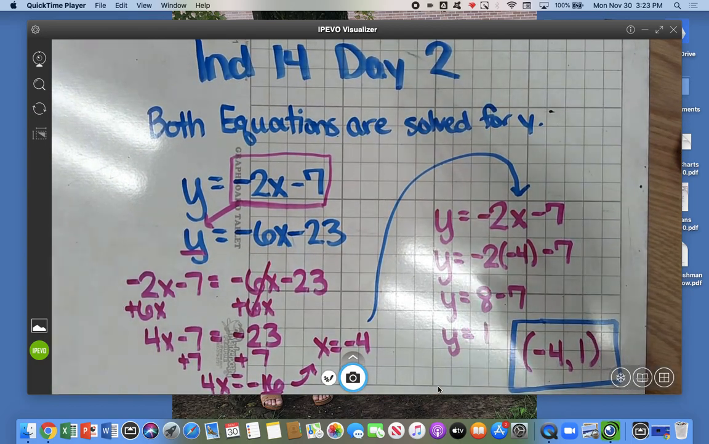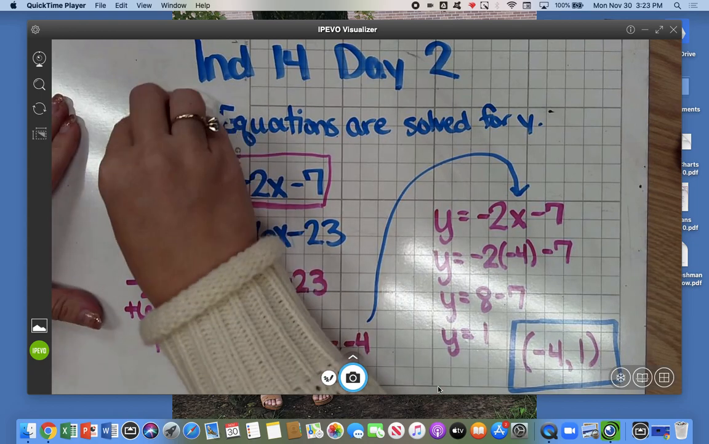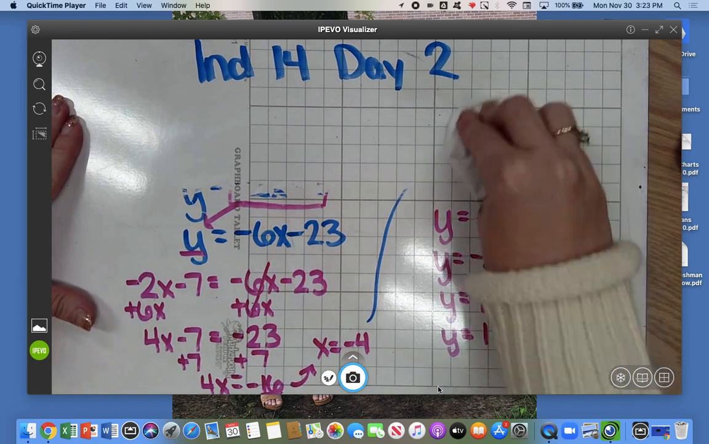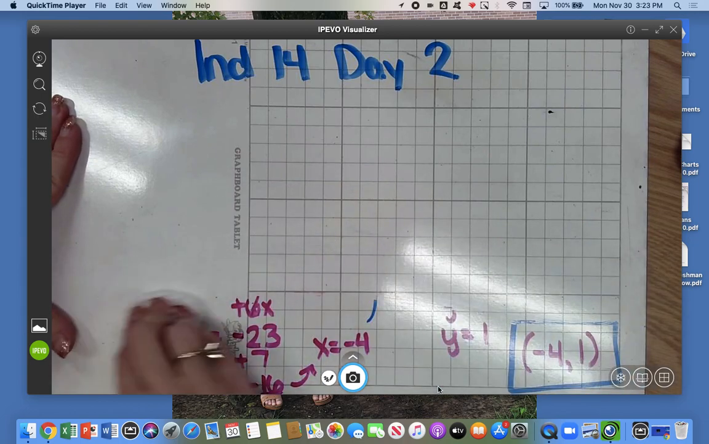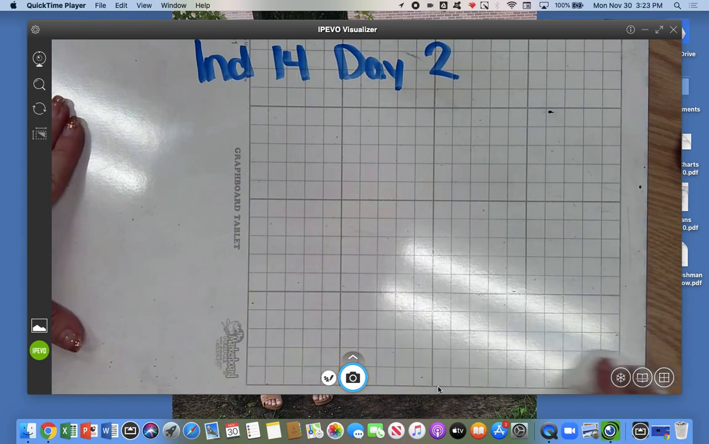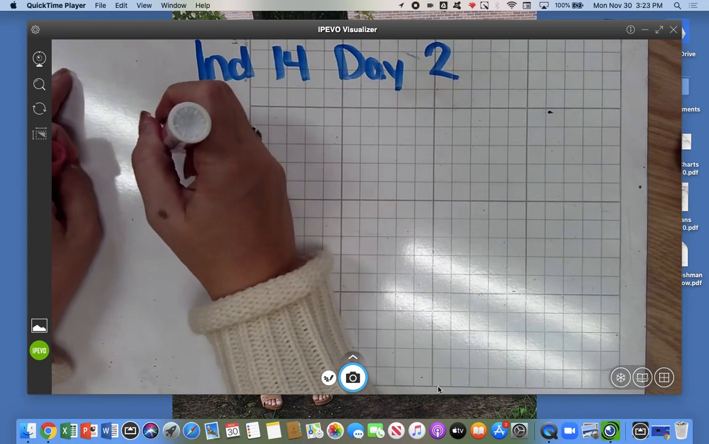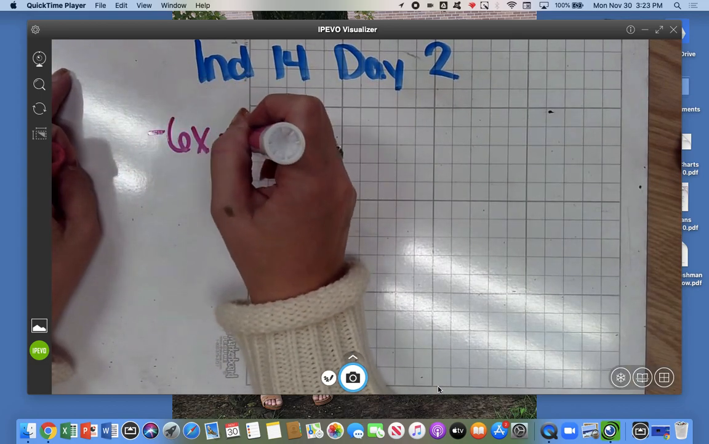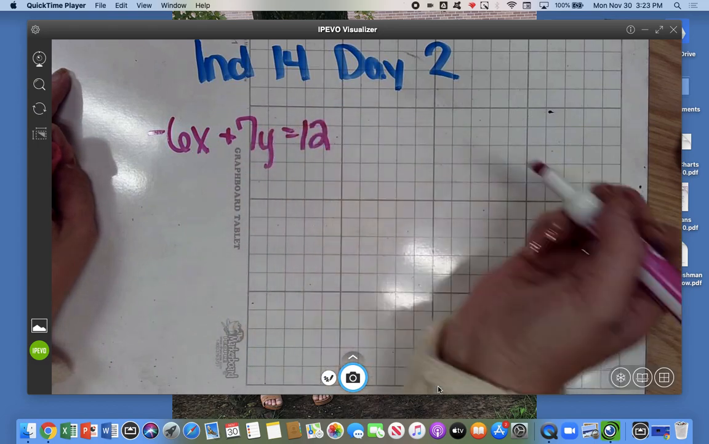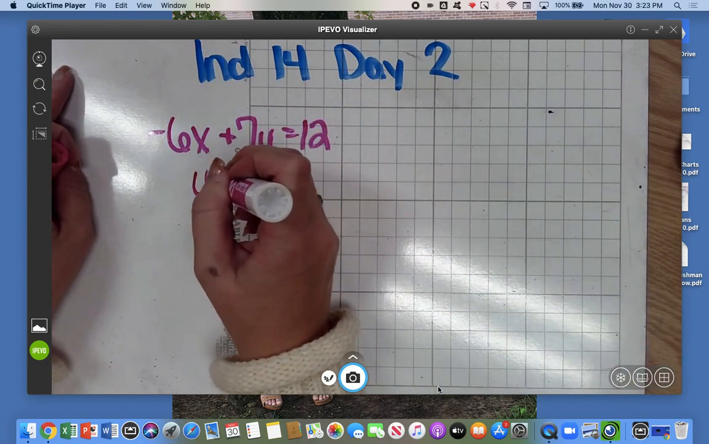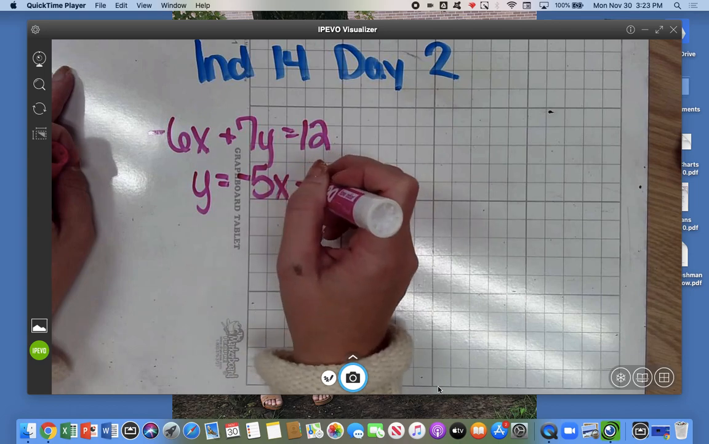All right, so both equations are solved for y there. Now let's do an example where they aren't solved for y on both pieces. All right, so the first equation is negative 6x plus 7y equals 12. And the second one is y equals negative 5x plus 2.